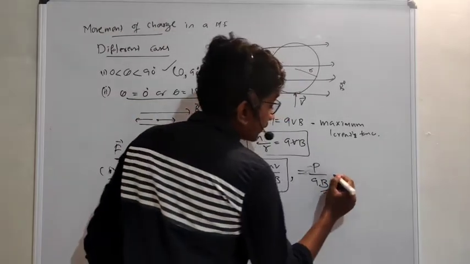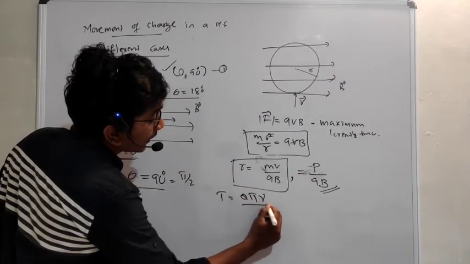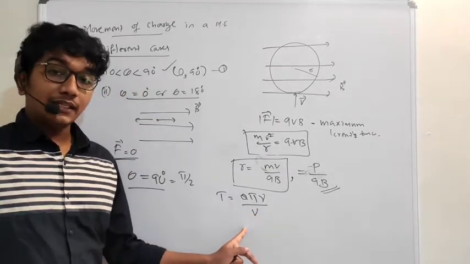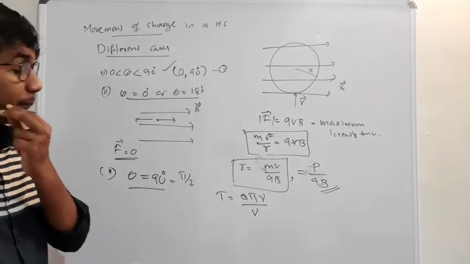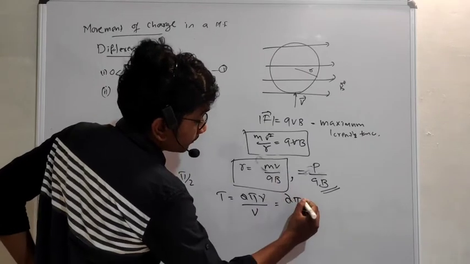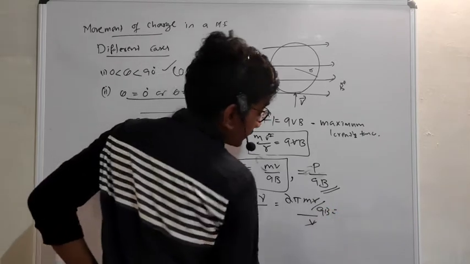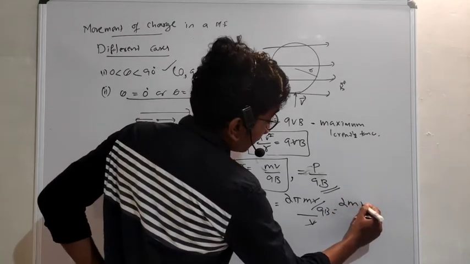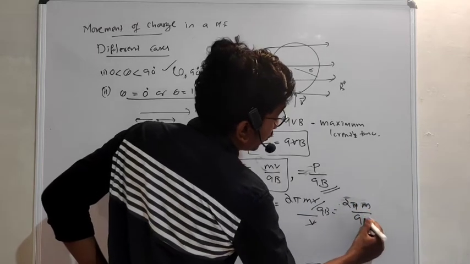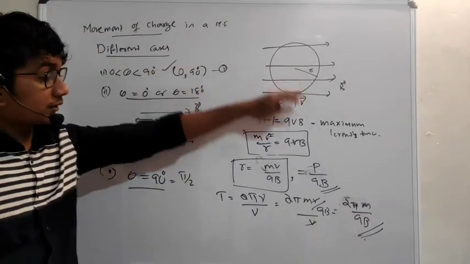And again, what is T, the time period? Time period is nothing but 2 pi r divided by v, because velocity is equal to 2 pi r divided by T. So T is equal to 2 pi r divided by v. I can write it as 2 pi into r, which is mv divided by qb, all divided by v. So it is nothing but 2 pi m divided by qb. You got me? Okay, so this is the first thing.